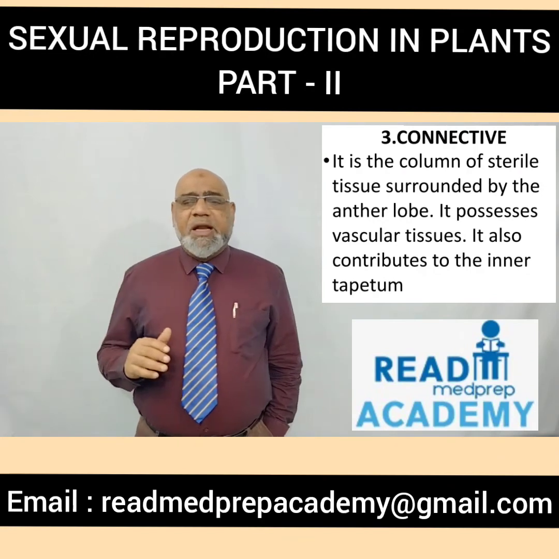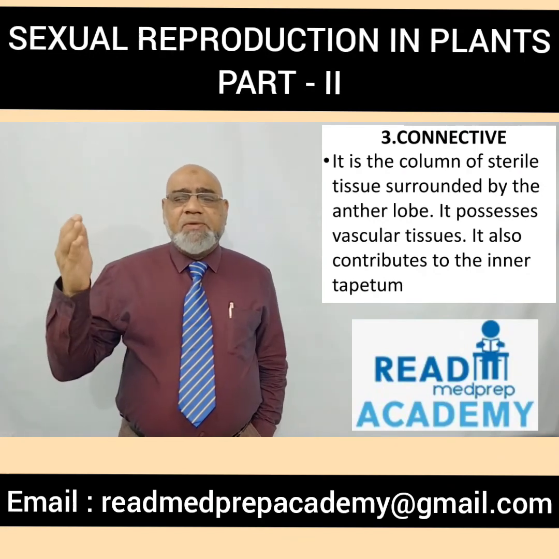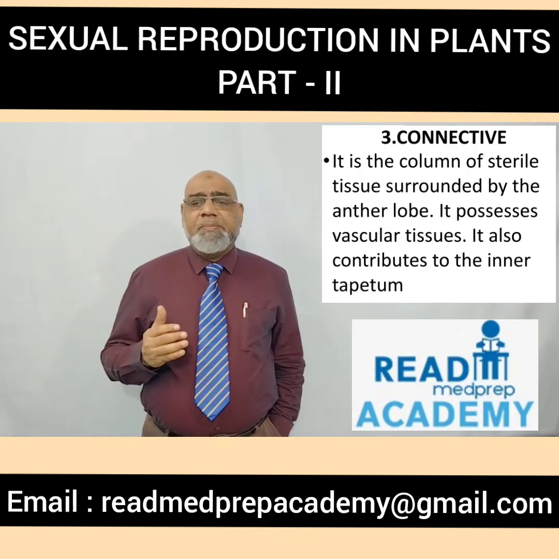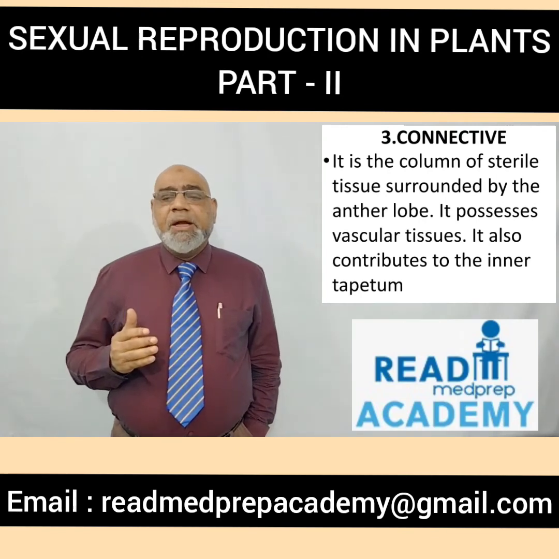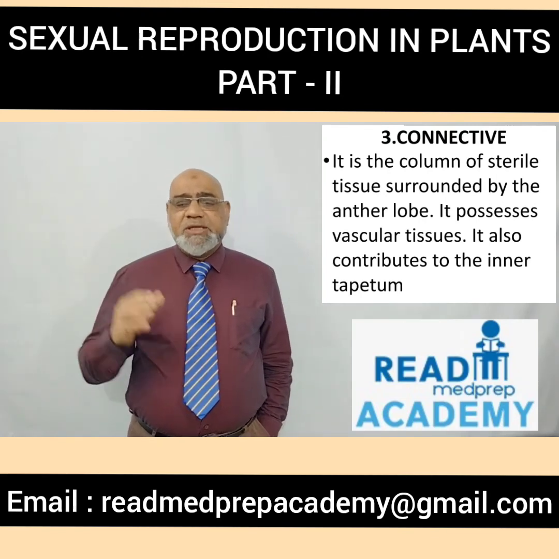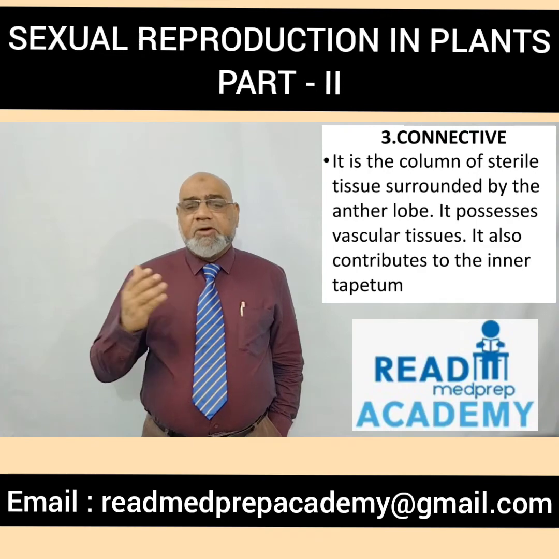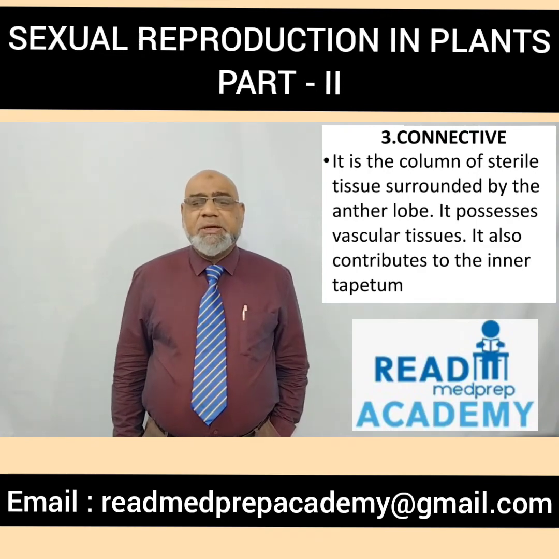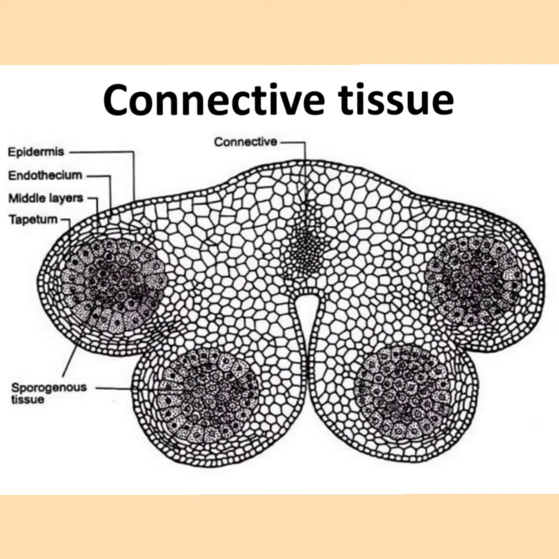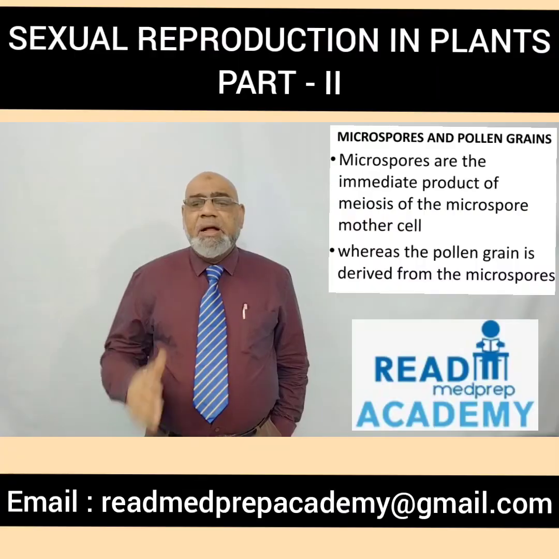Now something about the connective tissue. It is a column of the sterile tissue surrounded by the anther lobe. It possesses vascular tissue which is continuous with the filament. It also contributes to the inner tapetum. Here in this image, you can see that the tissue in between the sporangia is the connective tissue, and in the center of the connective tissue, you can see a vascular bundle which connects with the filament.